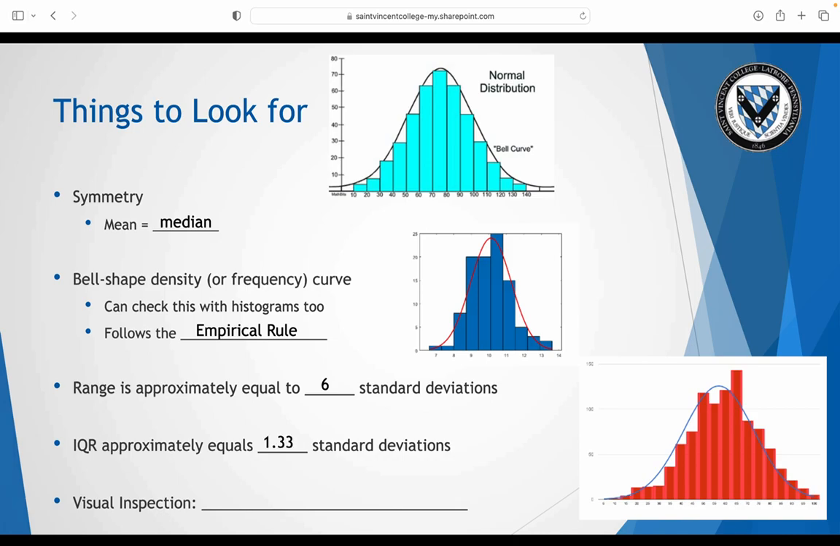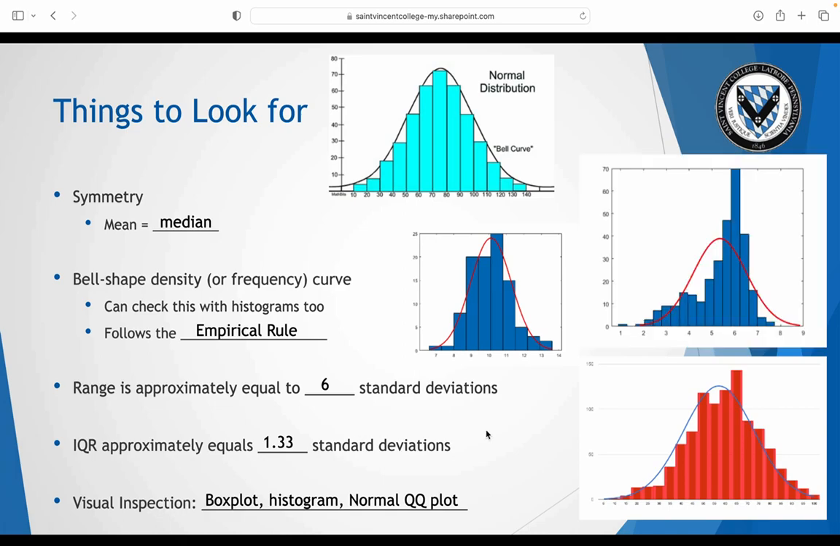We could also see if the interquartile range is equal to about 1.33 standard deviations, which truthfully, I've never used these two methods, the 6 standard deviations or the 1.33 standard deviations. Really, I just use visual inspection. So box plots, histograms, normal QQ plots. We're looking for symmetry. We're looking for things that resemble more of a bell-shaped curve.